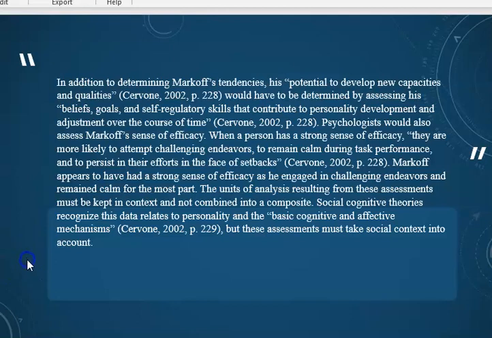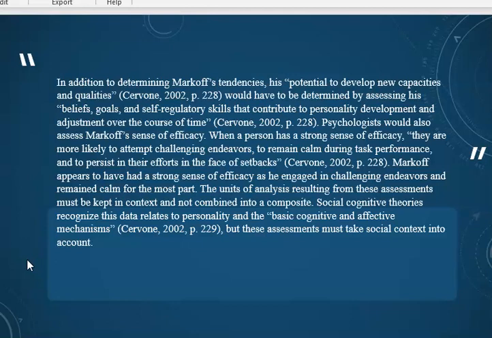In addition to determining Markhoff's tendencies, his potential to develop new capacities and qualities would have to be determined by assessing his beliefs, goals, and self-regulatory skills that contribute to personality development and adjustment over the course of time. Psychologists would also assess Markhoff's sense of efficacy.